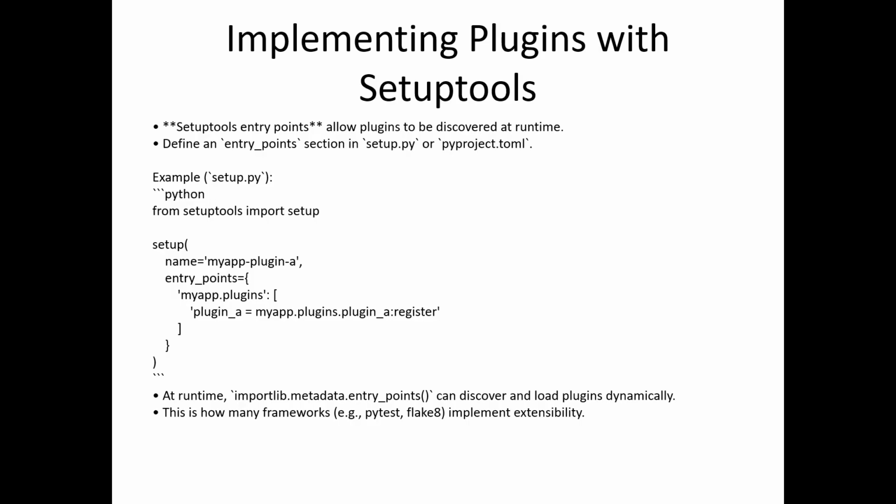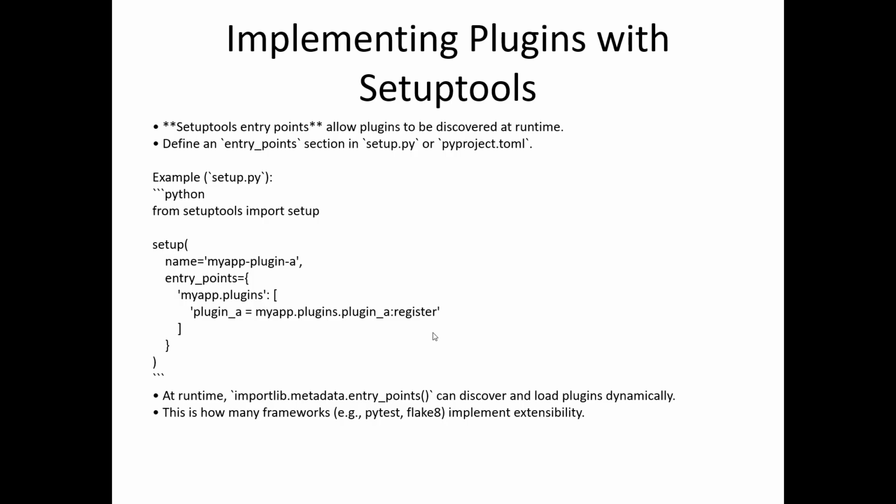Implementing plugins with setuptools. Namespace packages solve the physical structure problem. Now let's see how to discover and load plugins dynamically. This is where setuptools entry points come in. You can declare entry points in setup.py or pyproject.toml to tell Python here is a plugin you should load under a specific group. Here, myapp.plugin is the entry point group. plugin-a = my_plugin:main maps a name to a Python callable.